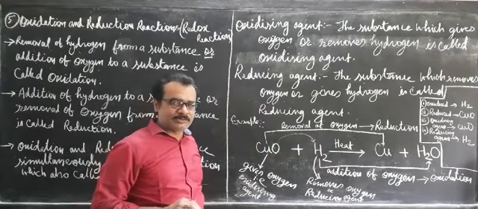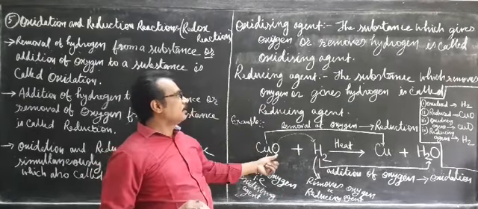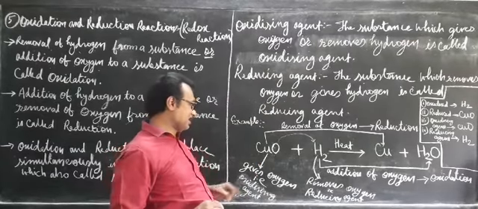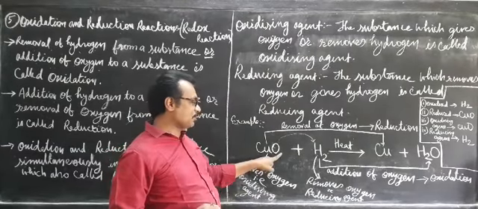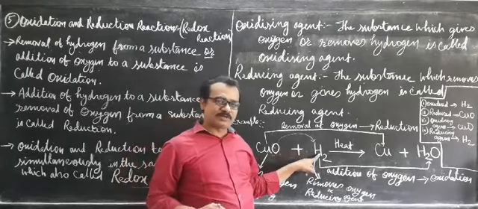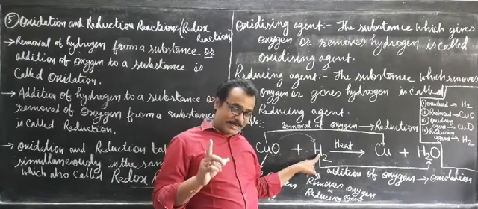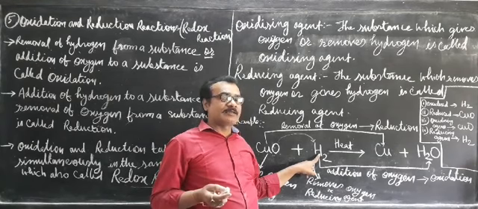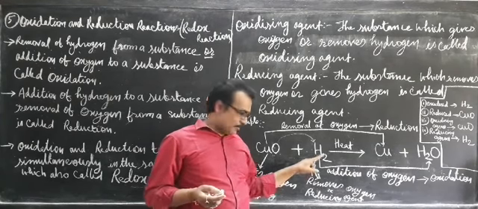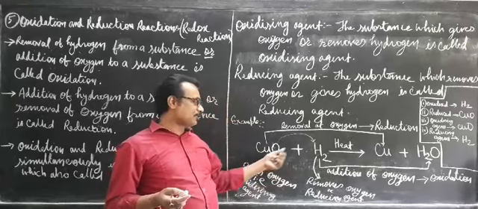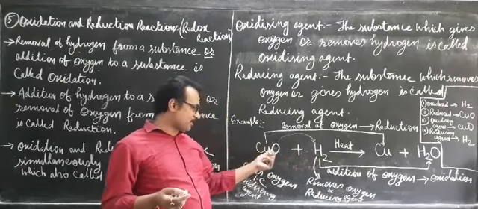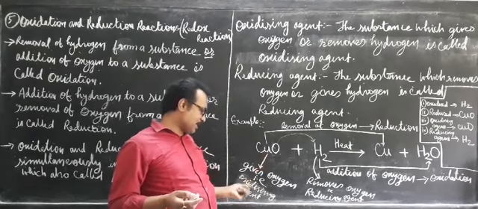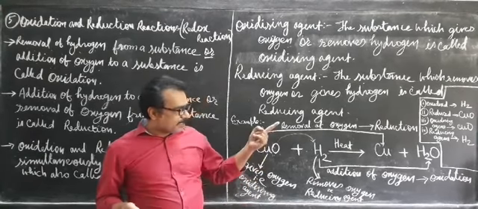Who is supplying the oxygen? Copper oxide. Anything which supplies oxygen is known as an oxidizing agent, because when it supplies the oxygen to hydrogen, only then does the hydrogen undergo oxidation. Anything which carries out the oxidation is known as an oxidizing agent. So copper oxide is carrying out the oxidation of hydrogen because it gives the oxygen. That's why copper oxide is the oxidizing agent.